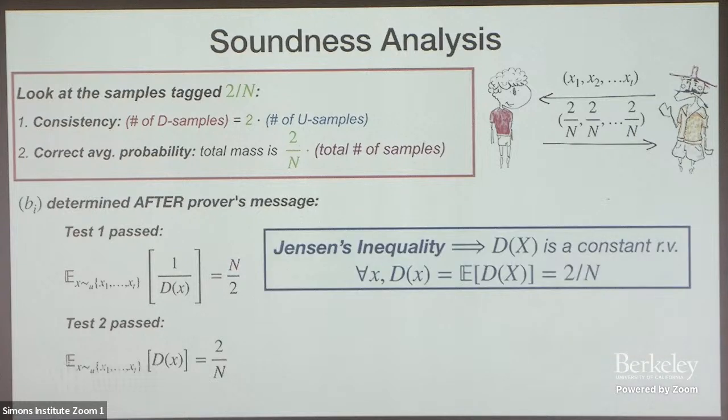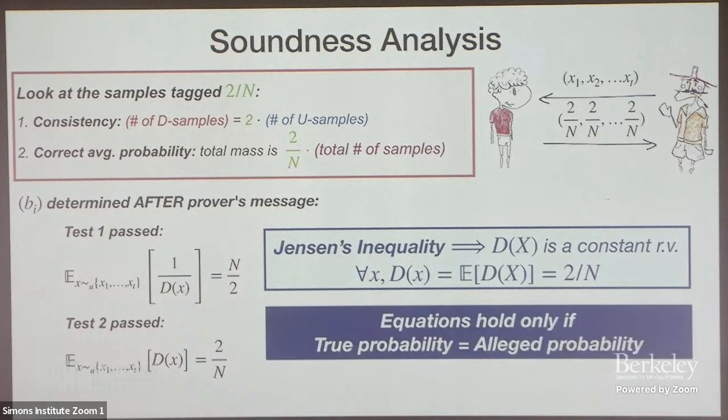And Jensen's inequality tells us that this could only happen if d of x is a constant random variable. Or in other words, if these two tests pass, we know that for every x, the probability of x is the same as the expected value, which is 2 over n, which translates in the language of the protocol to the fact that the equation holds only if the true probability, d of x, equals the alleged probability, 2 over n.